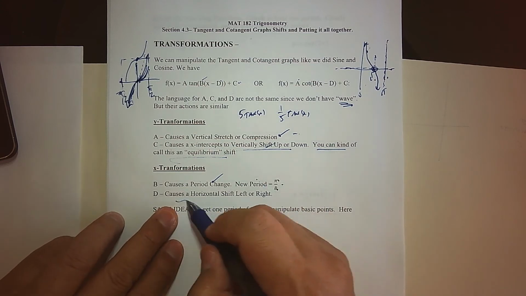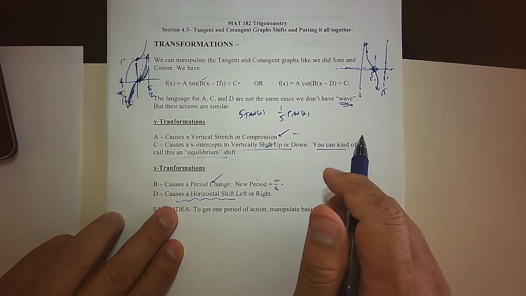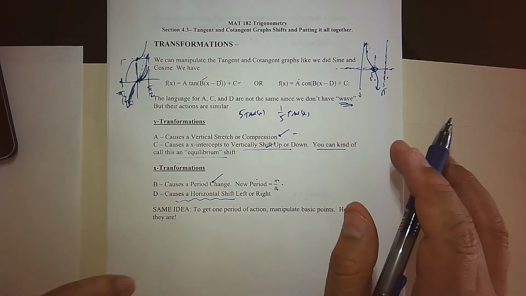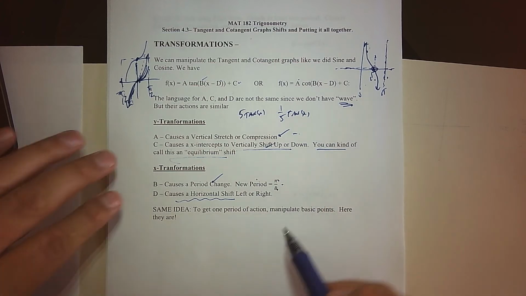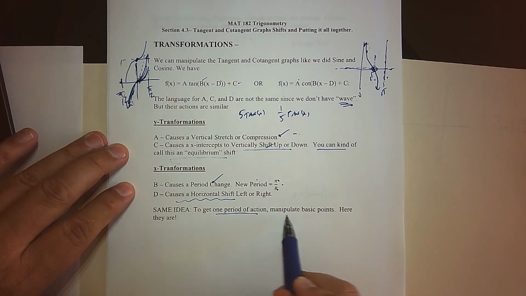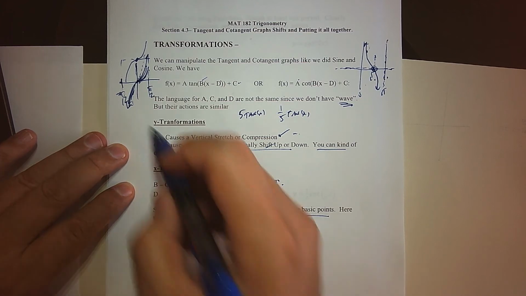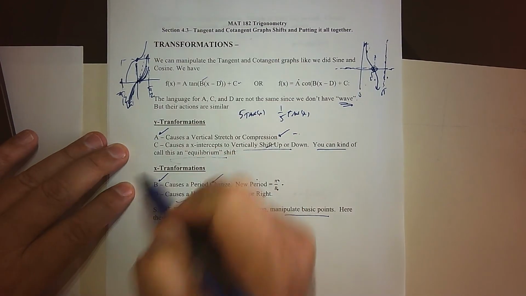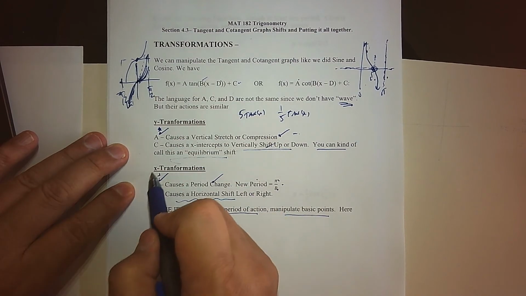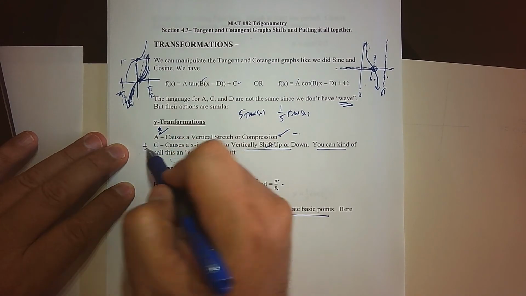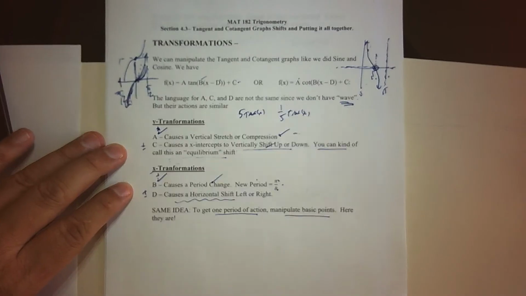And then of course D, we know, shifts things horizontally left or right, but we're not technically calling it a phase shift because we're not a wave. So pretty much the same idea is going to occur, right? To get one period of action, we're going to do our multiplications and divisions first, right? So we're multiplying by A and dividing by B, for X and Y. And then we do our additions and subtractions next. So that's basically how that goes.